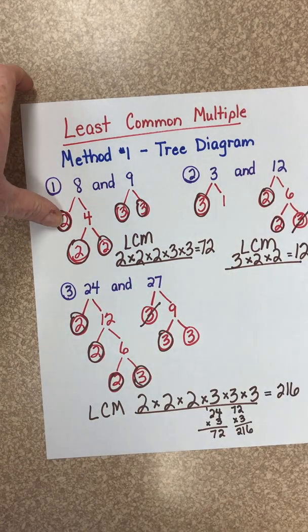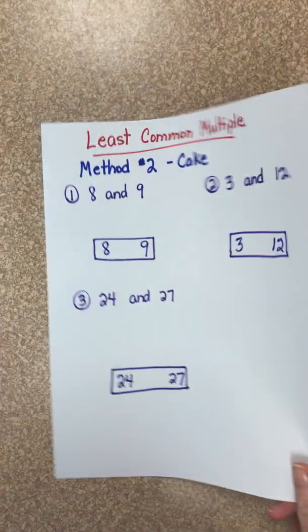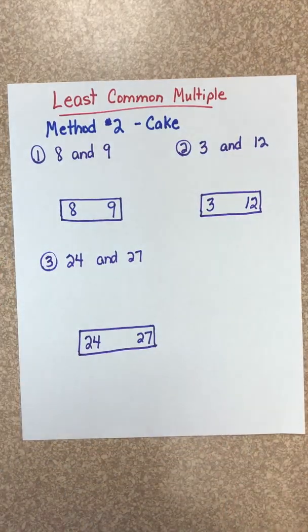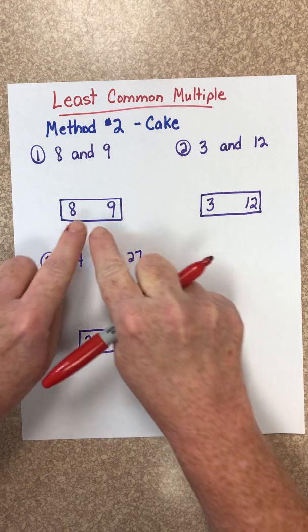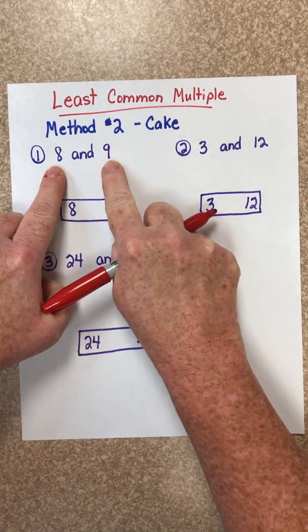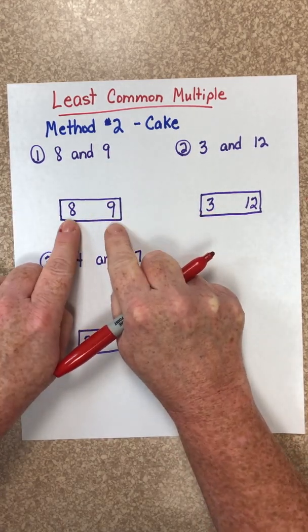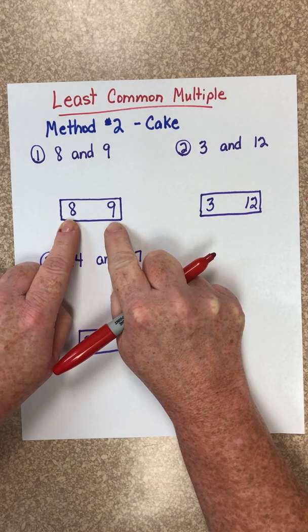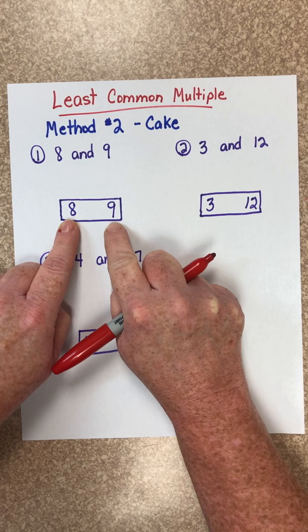Let me show you another method. That was the tree diagram method. Let me show you a second method, and this is the cake method. So for the cake method, remember, we're just thinking about a layered cake. In this method, our bottom layer of cake has the 2 numbers that we're looking at, 8 and 9, and we are looking for the smallest prime number that will go into 8 and 9.